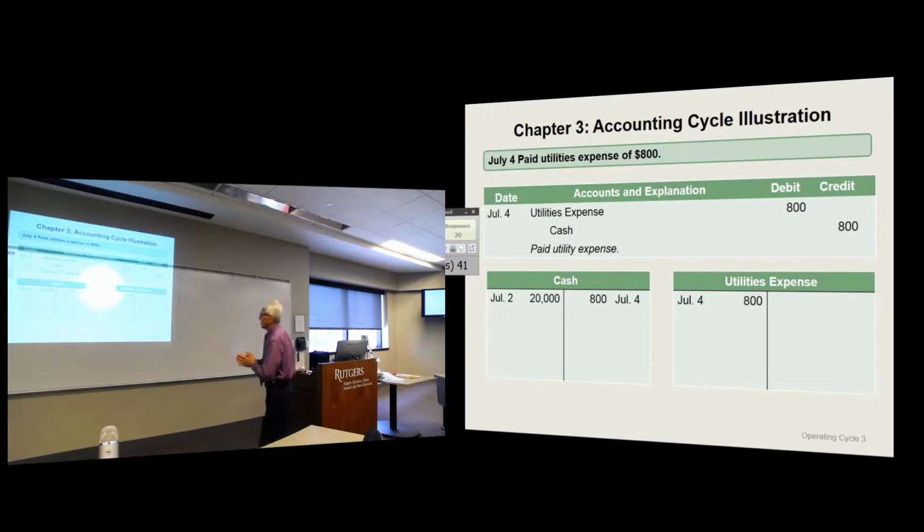So we debit utilities for 8. Expenses go up by debits. Cash goes down by 8, a credit. And then we post them to the T accounts.